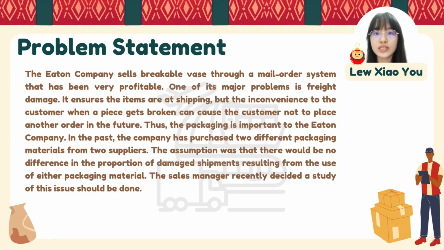The Eaton company sells fragile vessels through mail orders but faces issues with fresh damage, which can lead to customer dissatisfaction and lost future orders. To address this, the company uses two packaging materials from different suppliers, assuming both are equally effective. The seller's manager recently decided to study this assumption.